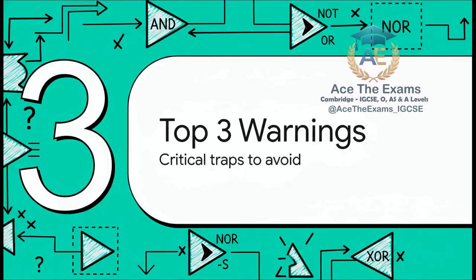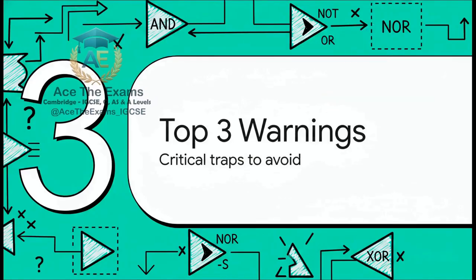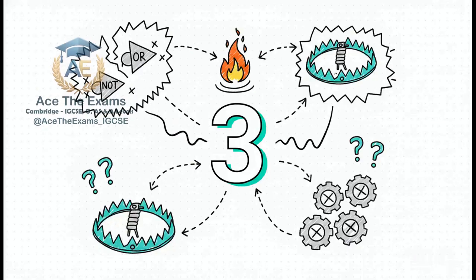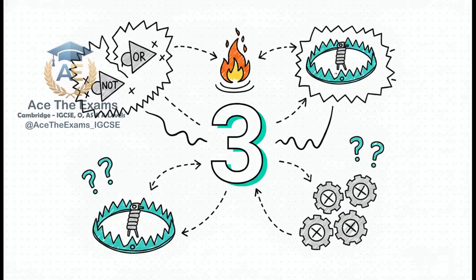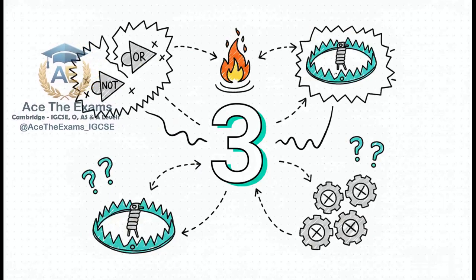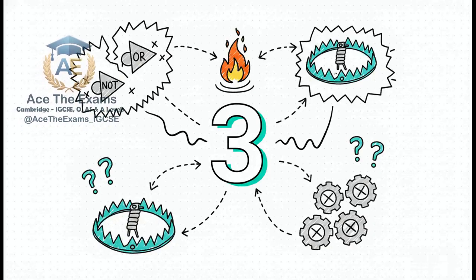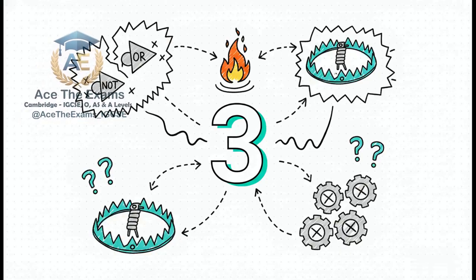Moving on to Section 3. Top 3 examiner warnings. These are the critical traps to avoid in Topic 3.2. Listen up, because there are exactly 3 critical, grade-destroying mistakes that students make year after year. The rule of 3 is incredibly powerful, and I want you to burn these specific traps into your memory so you never, ever fall for them on exam day.